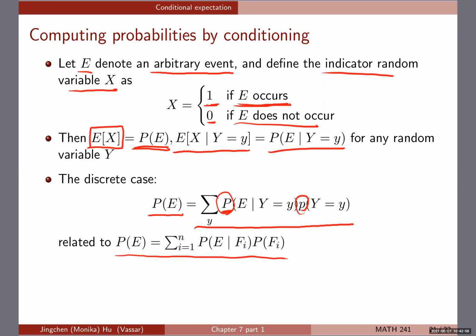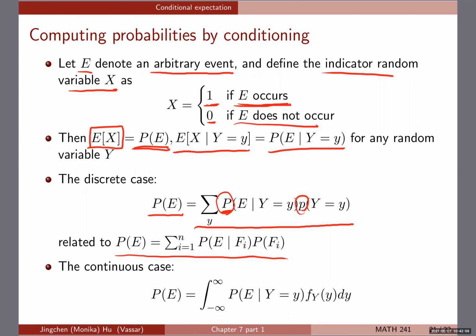Similarly in the continuous case, you're doing integration. This will become handy when you work on exercises. The key here is to think about X as an indicator function. So the probability of the event itself becomes the expectation of X. Then whatever we know about conditional expectations can be turned into this probability calculation for those events.